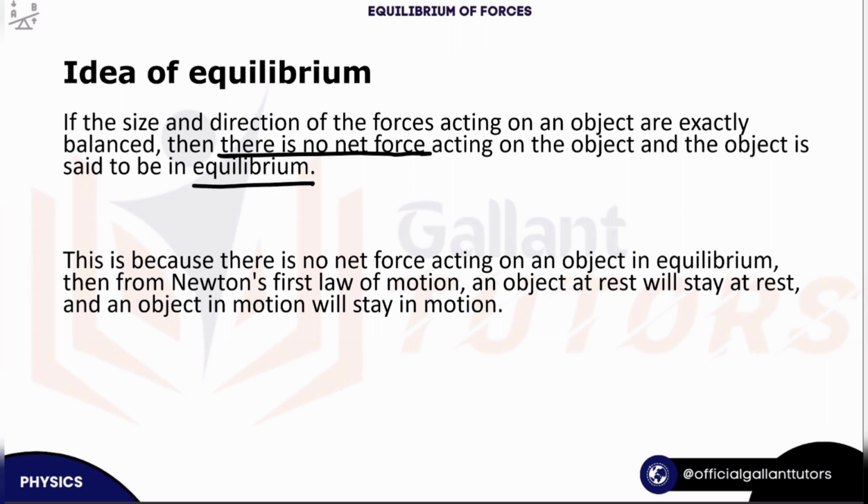So equilibrium means when all the forces on an object are balanced. All the forces acting on an object are balanced. So when there is no net force, that object is said to be in equilibrium. And from Newton's first law of motion, what does it state? That an object will continue to be in a state of rest except an external force is being applied.